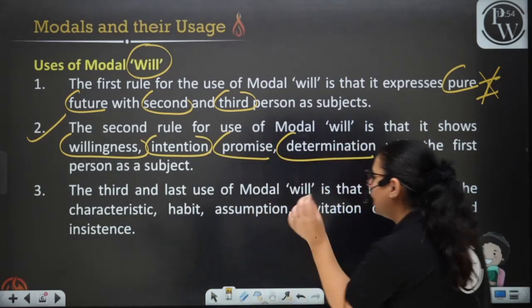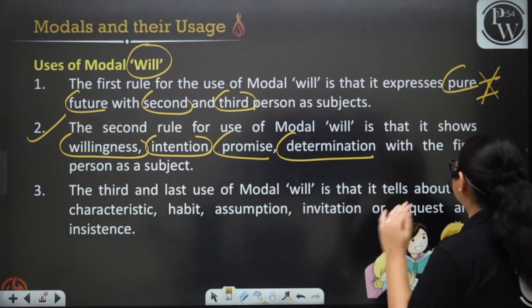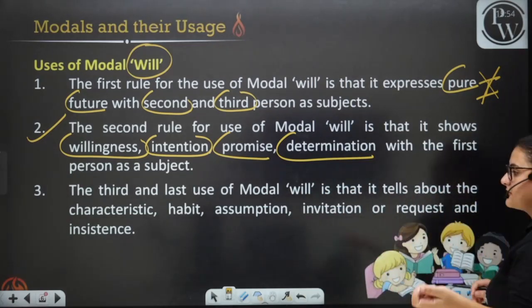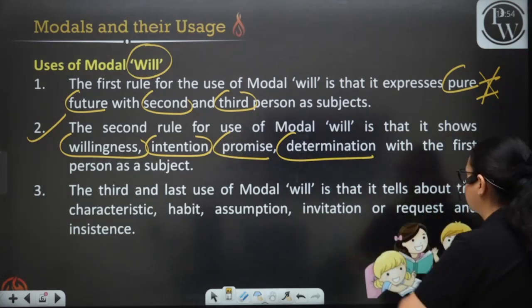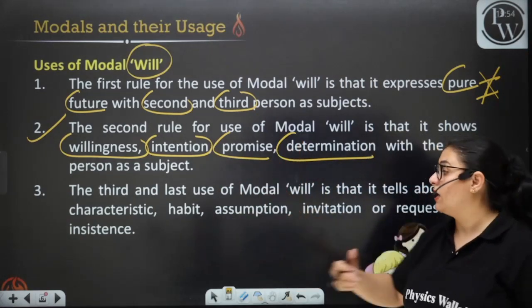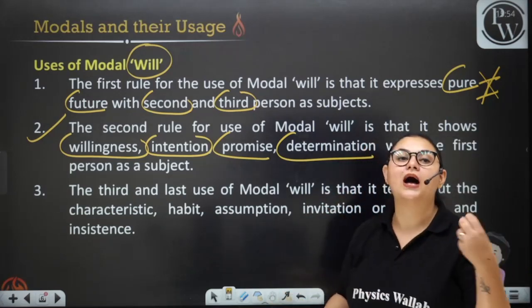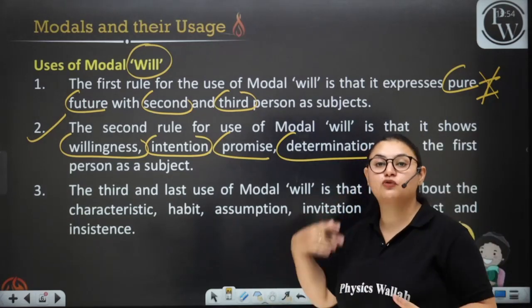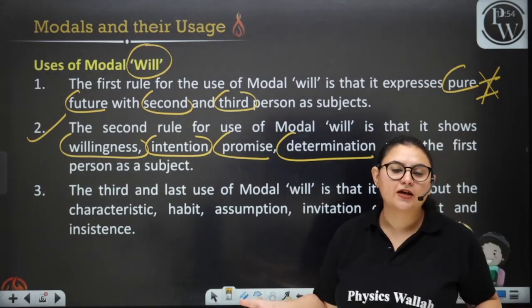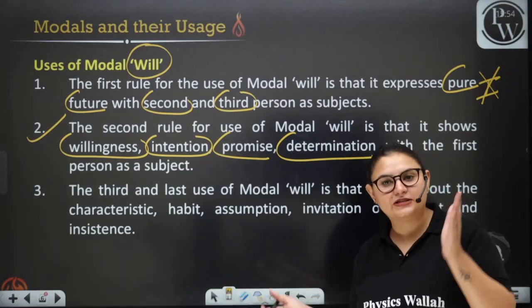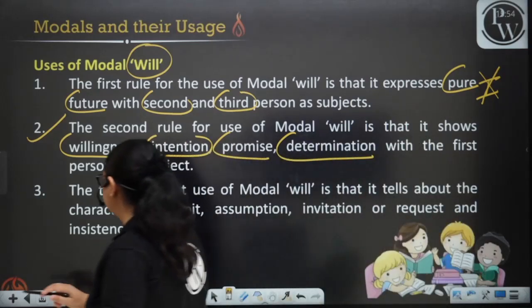Now, the third and last use of modal will is that it tells about the characteristic, habit, assumption, invitation, or request and insistence. In case you have to show a habit, assumption, if you assume something, invitation, or request, obviously we cannot understand it like that. For these, we need examples.